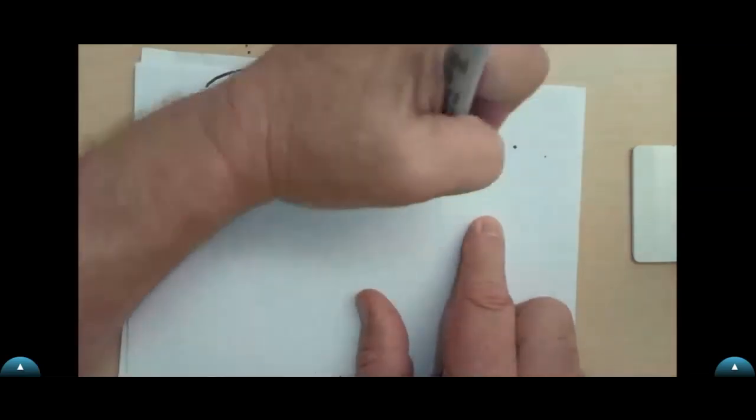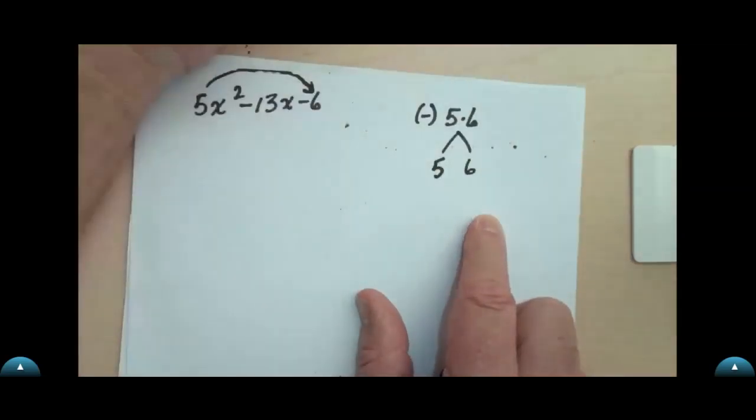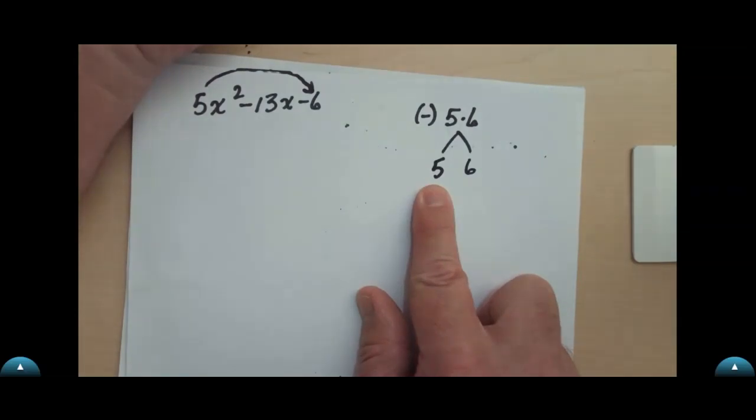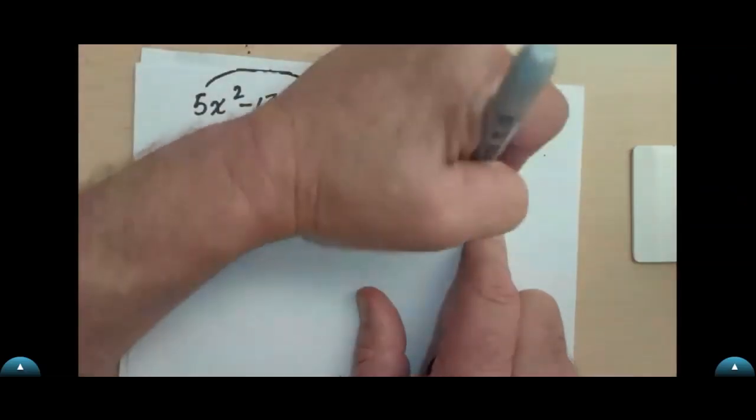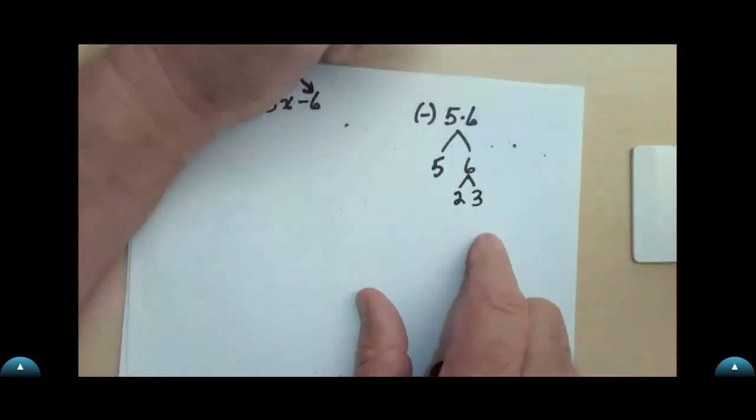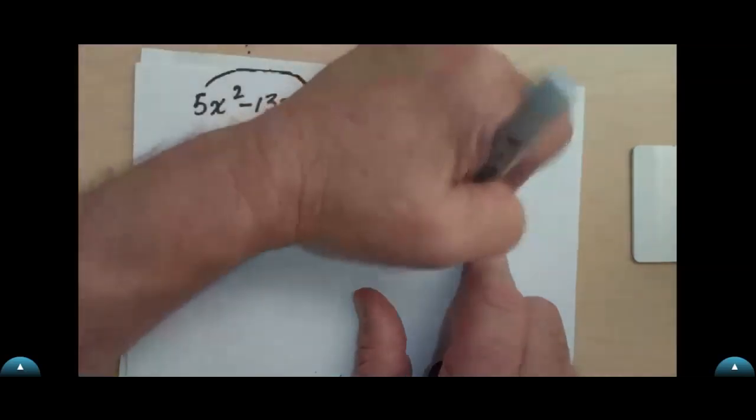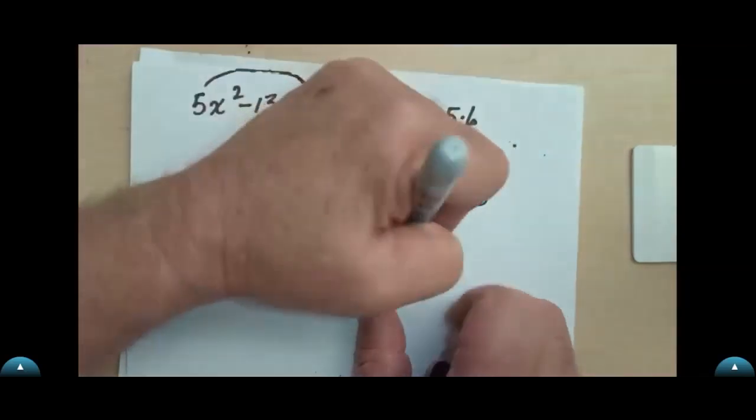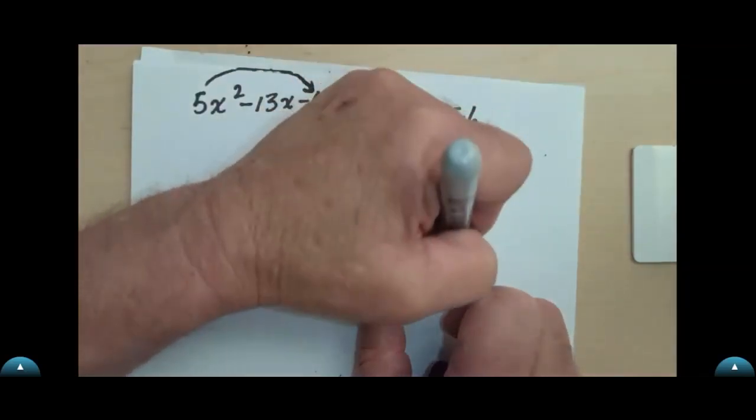So we've got 5 and 6. Well, 5 is already prime. I can't factor it more. 6 is 2 times 3, right? So I've got 2 times 3 times 5. 2 times 3 times 5.